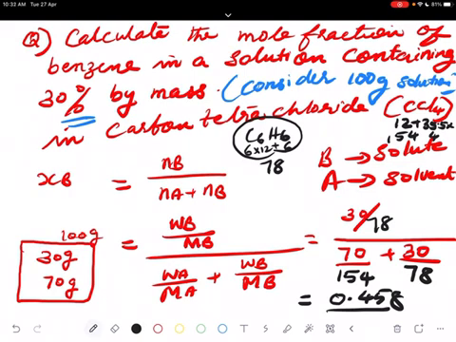Polar solutes are soluble in polar solvents. Non-polar solutes are soluble in non-polar solvents. So this benzene is non-polar. CCl4 is also non-polar. So benzene is soluble in carbon tetrachloride, CCl4. Like dissolves like. Okay, that's about mole fraction. Next, we'll see the next term, that is molarity.